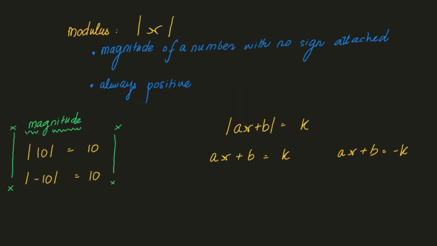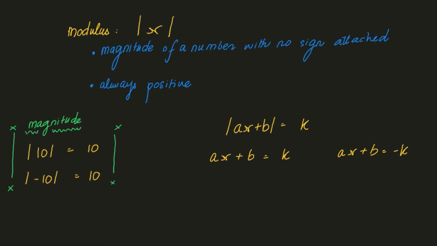Okay, so first things first, the modulus is basically the magnitude of a number with no sign attached. So the modulus of x is basically the magnitude of x, and there is no sign attached, meaning it cannot ever be negative. It is always positive.